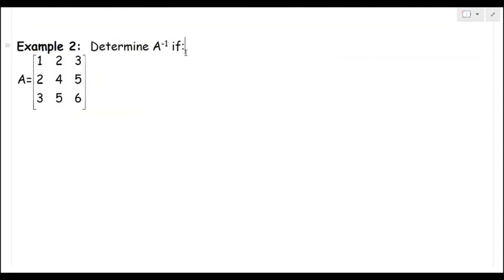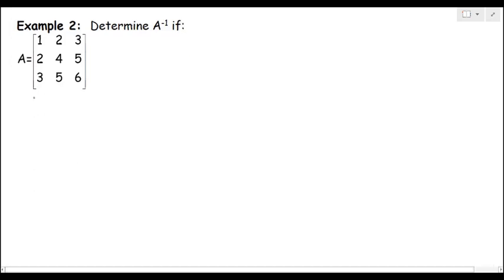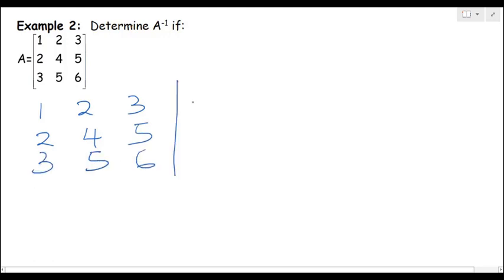Our first example under the Gauss-Jordan elimination method is our second example in the lesson, which is A equals 1, 2, 3, 2, 4, 5, 3, 5, 6. We determine the A inverse. The first thing we are going to do is write matrix A augmented with the identity. We have 1, 2, 3, 2, 4, 5, 3, 5, 6, augmented with the identity matrix 1, 0, 0, 0, 1, 0, and 0, 0, 1.